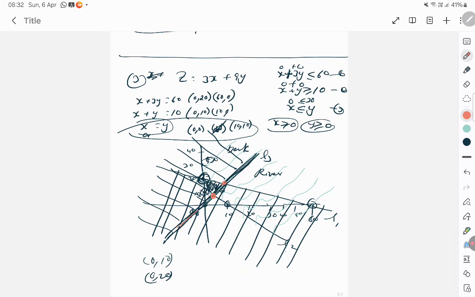Solve line 2 and line 3. You put x as y here. So 2x is equal to 10. X is equal to 5.